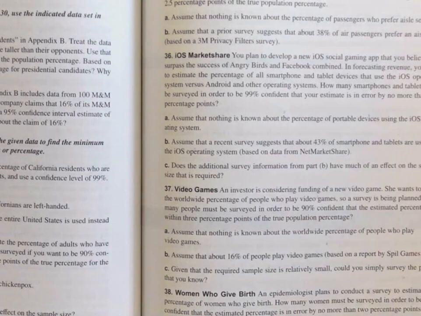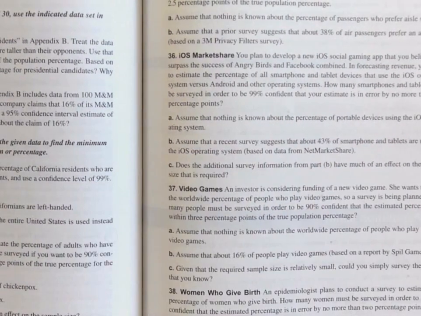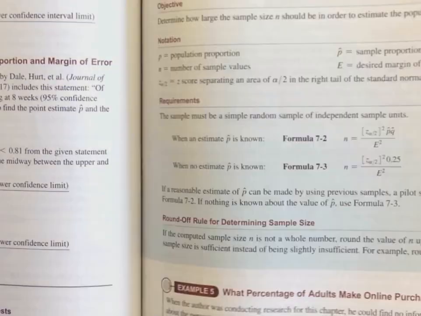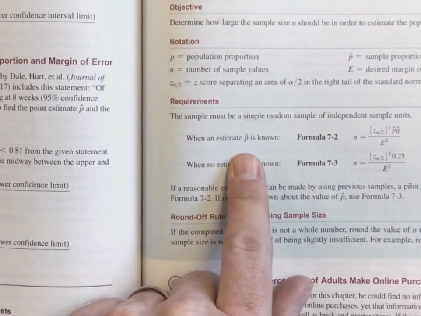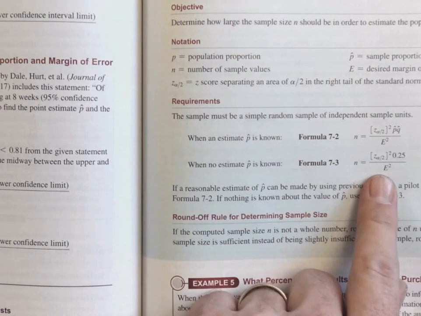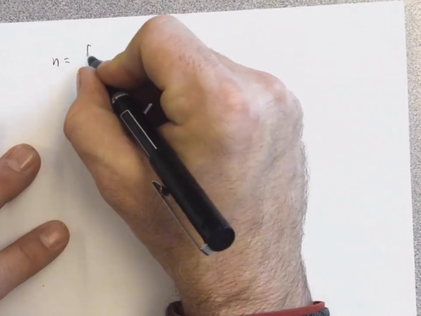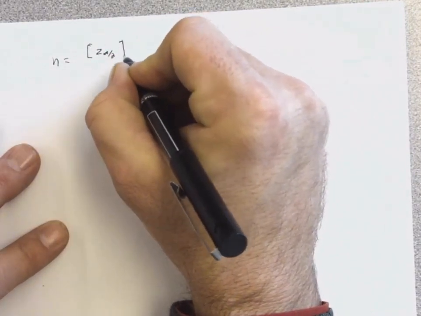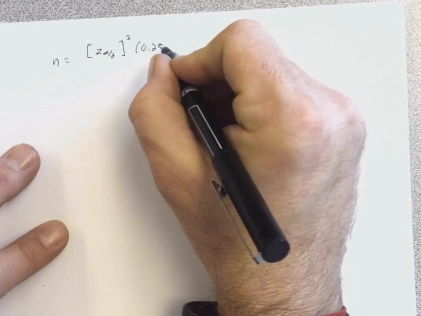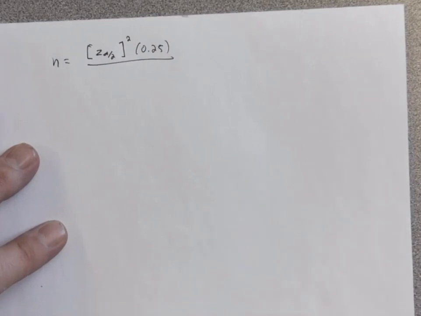Okay, so let's get everything. So letter A, they say assume nothing is known about the percentage. Now remember, there's two different ways that we're going to estimate this population: one if p hat is known and one if p hat is not known, okay? So what they say is we know nothing about p hat, so we have to use the first formula, okay? So our formula: n is equal to z alpha over 2 squared times 0.25 all over e squared.